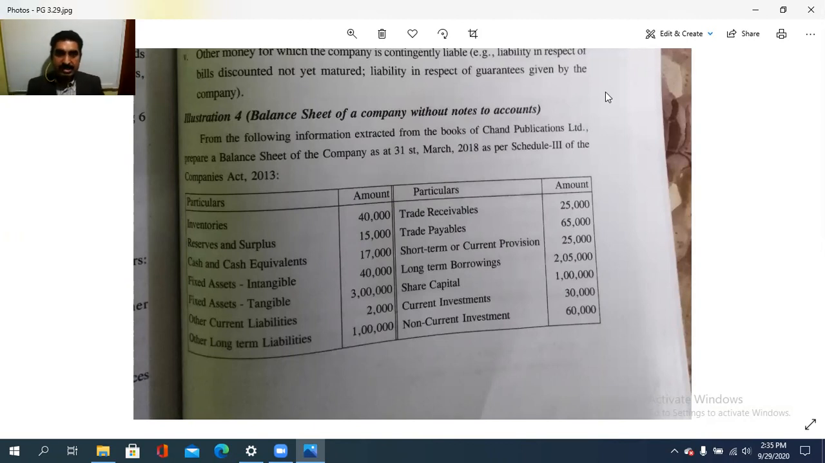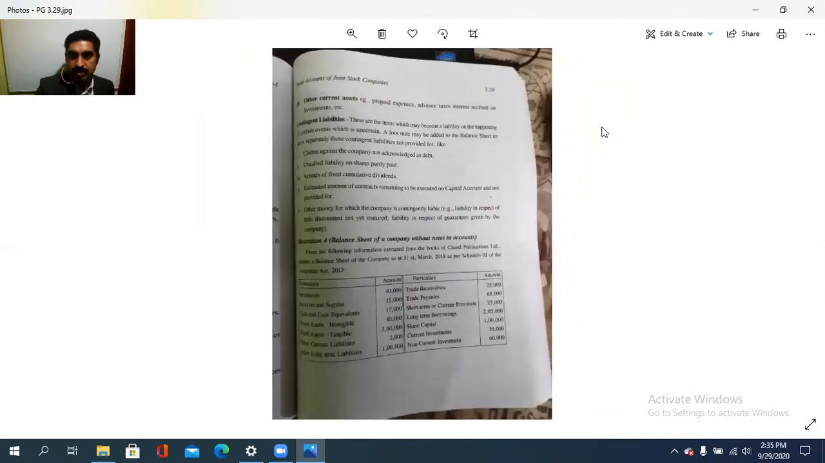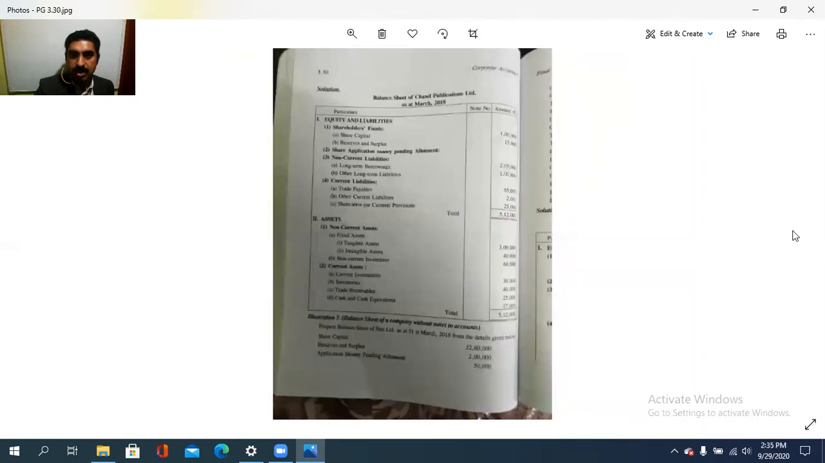Inventory 14, reserves and surplus 15, cash and cash equivalents 17, fixed assets intangible 40, fixed asset tangible 3 lakh, other current liability 2,000, other long-term liability 1 lakh, trade receivable 25,000, trade payable 65,000, short-term or current provision 25,000, long-term borrowing 2 lakh 5,000, share capital 1 lakh, current investment 30,000, and non-current investment 60,000. From this, we need to prepare the balance sheet.